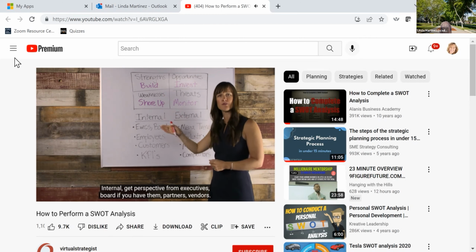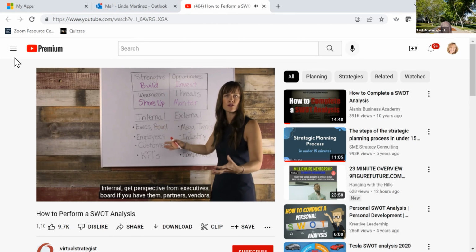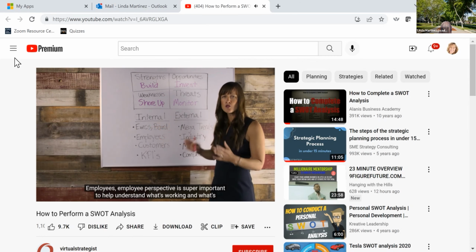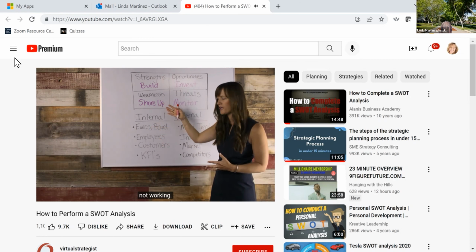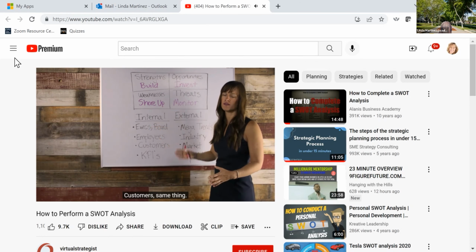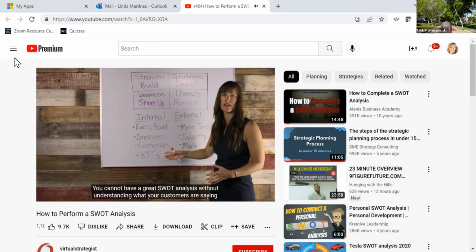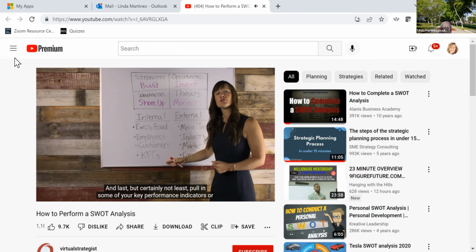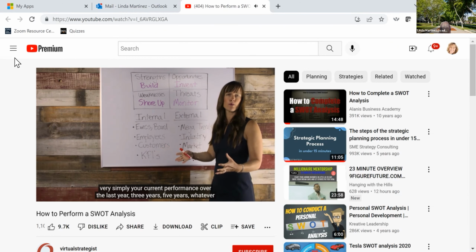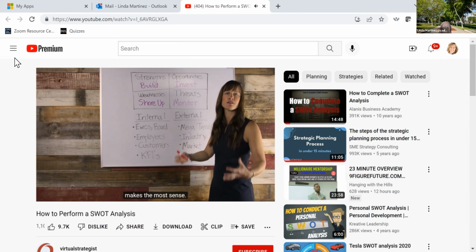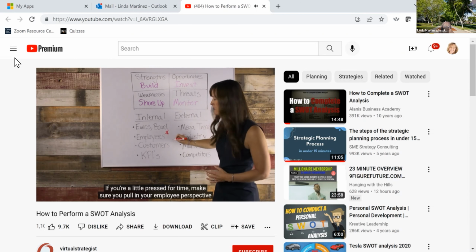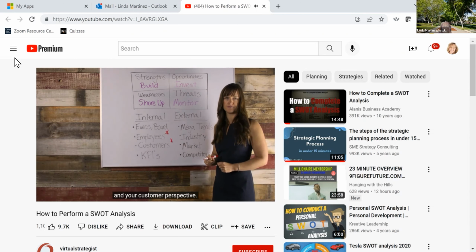Internal. Get perspective from executives, board, if you have them, partners, vendors. Gather that through one-on-one interviews. Employees. Employee perspective is super important to help understand what's working and what's not working. Customers, same thing. You cannot have a great SWOT analysis without understanding what your customers are saying about what you're doing well and what you're not doing well. And last, but certainly not least, pull in some of your key performance indicators, or very simply, your current performance over the last year, 3 years, 5 years, whatever makes the most sense. If you're a little pressed for time, make sure you pull in your employee perspective and your customer perspective.